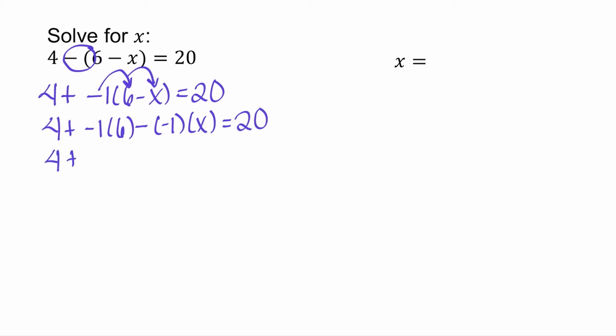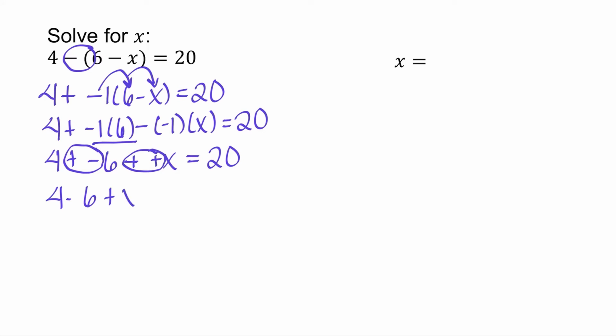Now let's multiply everything out. So we have 4 plus -1 times 6, which is -6, minus -1 times x, which is -x, which equals 20. Now let's take care of some of these double signs. I have plus negative, which I'm going to turn into a subtraction sign. We have minus a negative, which is going to become a plus. So we have plus x equals 20.